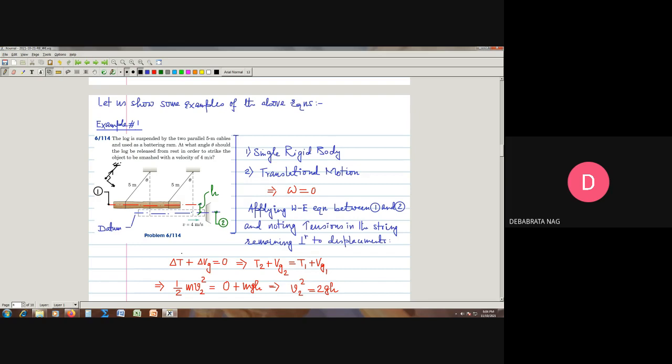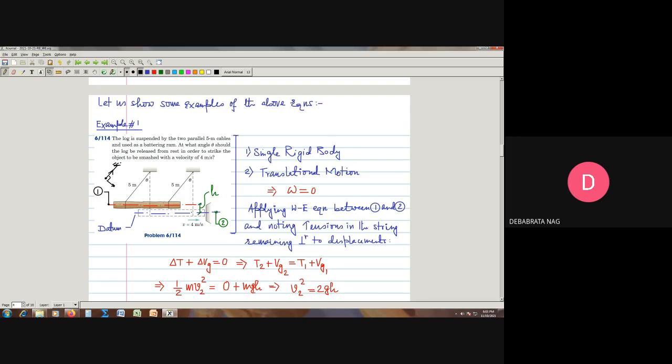Since we do not have any other force other than force due to gravity here, U1-2 will be basically 0. As a result, delta T plus delta Vg is going to be 0, which means that the sum total of kinetic energy and gravitational potential energy is going to be constant, or the energy is going to be conserved. So I can write this equation as T2 plus Vg2 is equal to T1 plus Vg1.